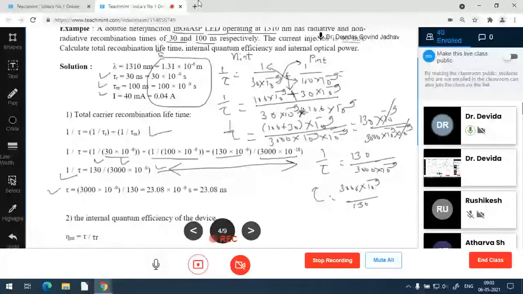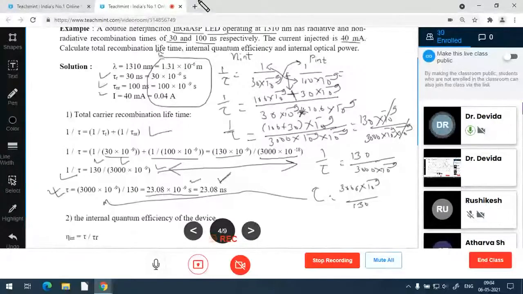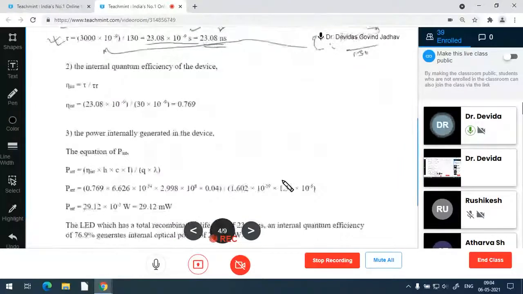This is for 1 upon tau. What is tau then? 3000 into 10 raised to minus 9 divided by 130. So what is the calculation? 3000 into 10 raised to minus 9 divided by 130 is 23.08 into 10 raised to minus 9 second. And that 10 raised to minus 9 you can replace by nano: 23.08 nanosecond. Same problem, same method of solving.